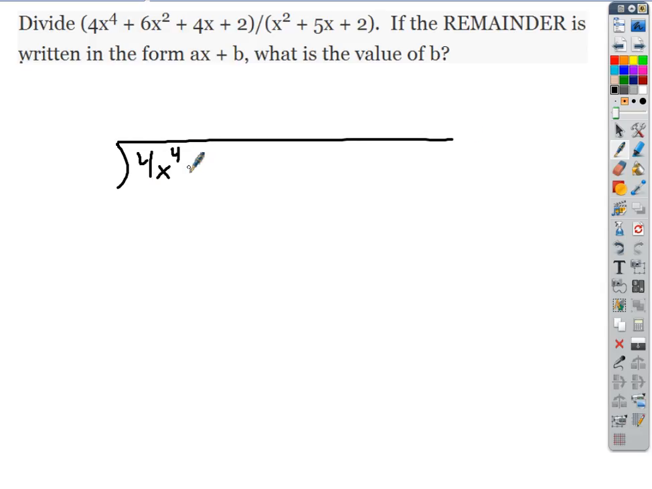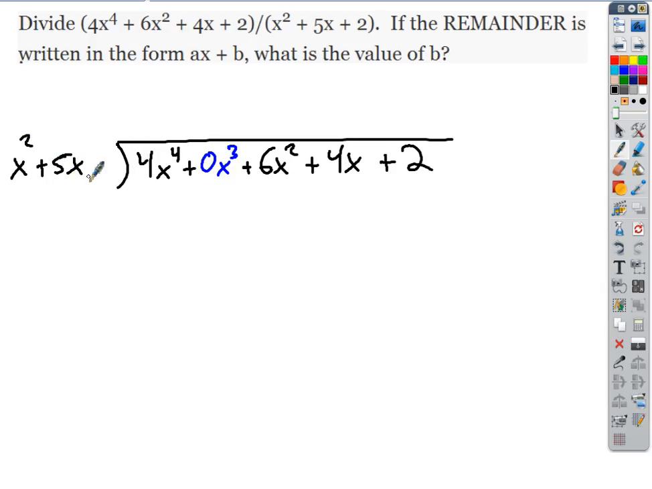Careful. Remember, with long division, what do I have to do? I've got to have a 0x cubed, don't I? Because there's no x cubed term, I have to add a 0 coefficient because I need columns for each power of x. So plus 0x cubed plus 6x squared plus 4x plus 2. And then we'll see how many times x squared plus 5x plus 2 goes into that.